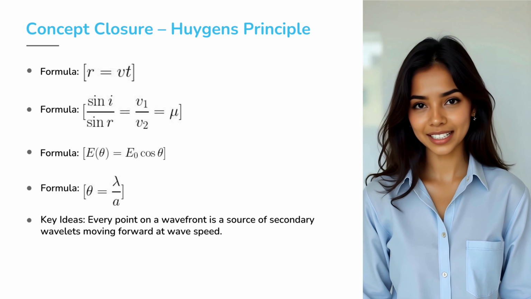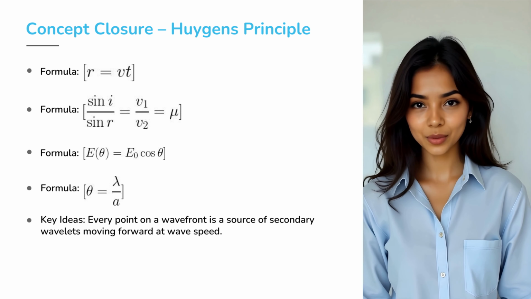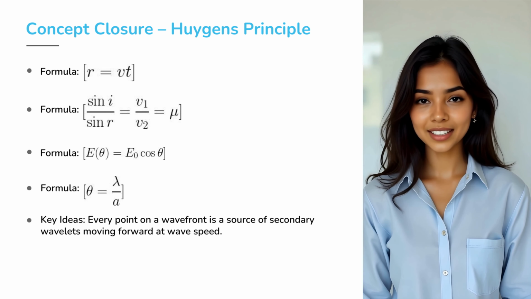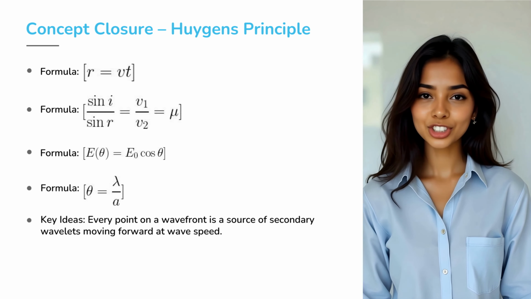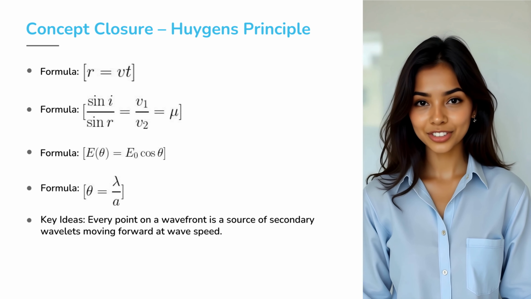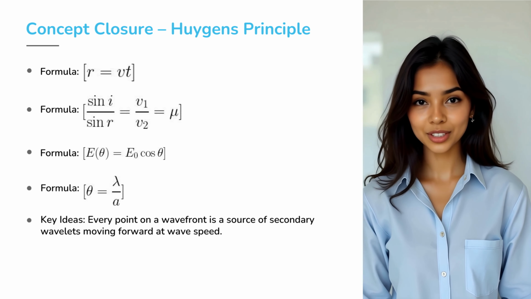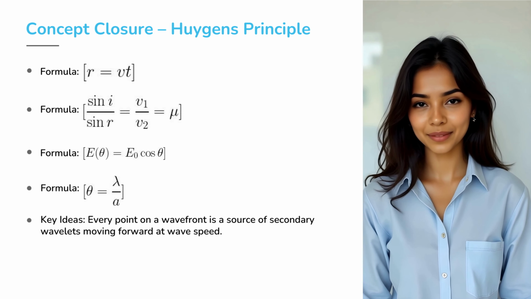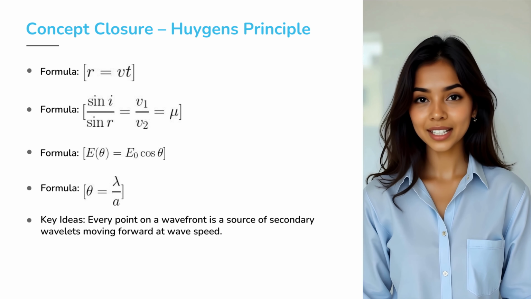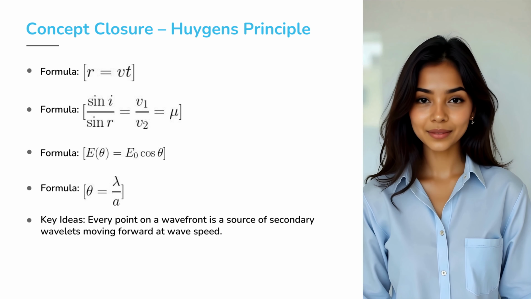The big takeaway is that every point on a wavefront acts like a mini source of secondary wavelets moving forward at the wave speed, building new wavefronts and explaining phenomena like reflection, refraction, and diffraction. This wavelet construction gives us a powerful geometric and physical understanding, going beyond simple ray optics. Remember, this is how light really behaves, not just straight lines but waves spreading, bending, and interfering.